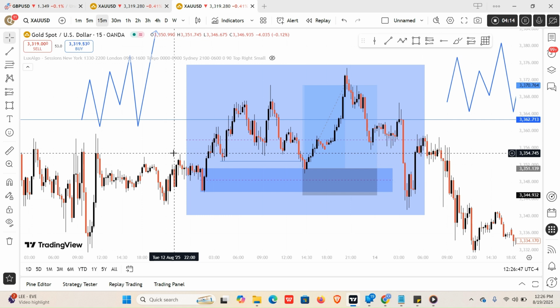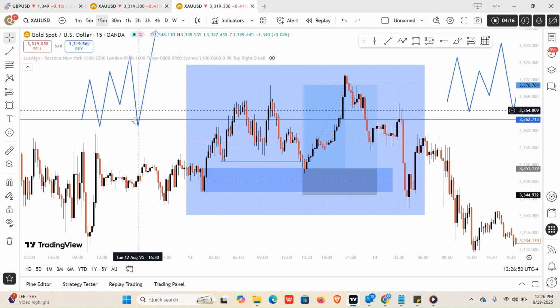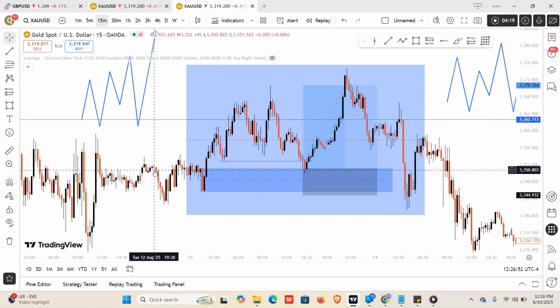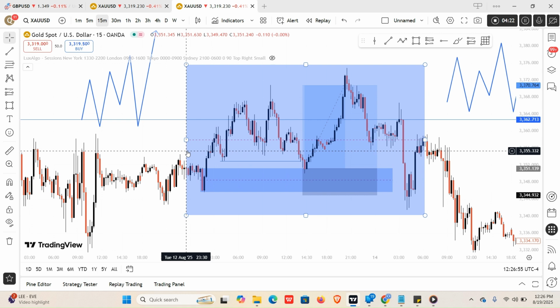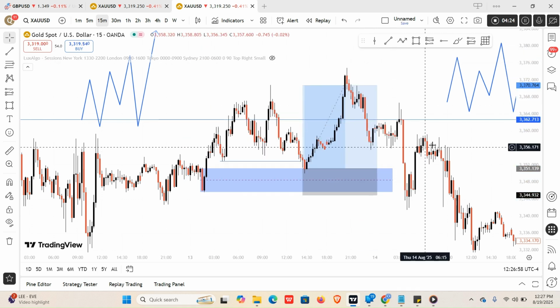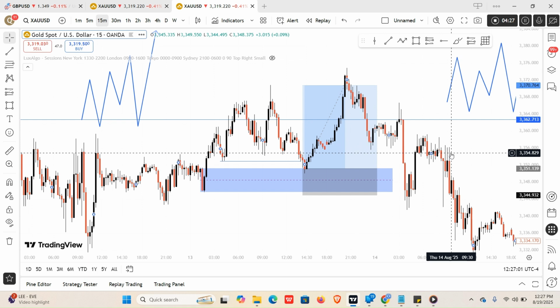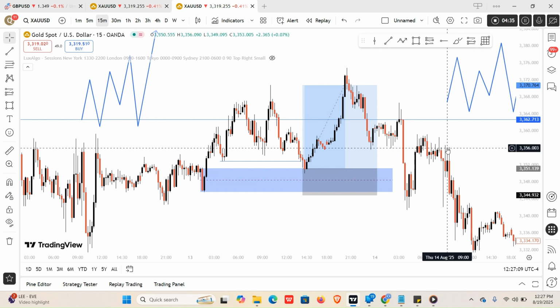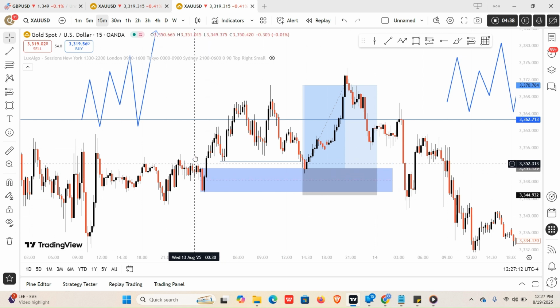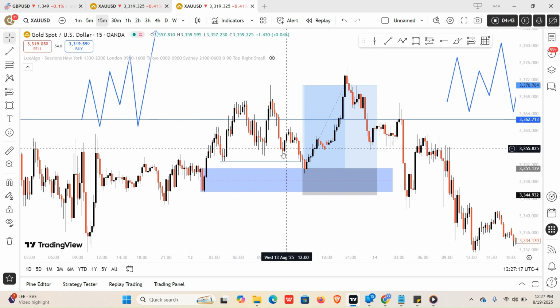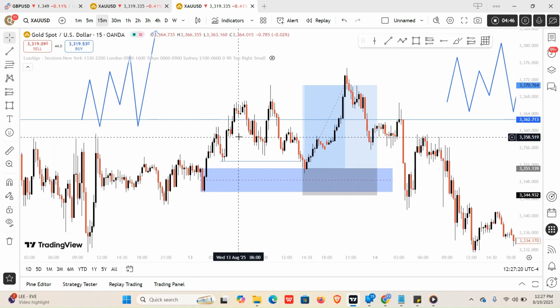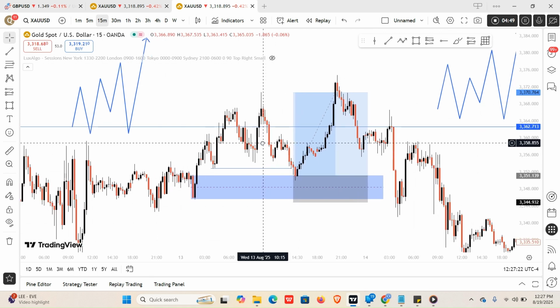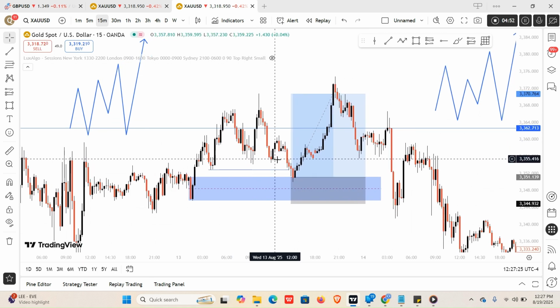So this entry model could be used on different time frames, bigger, smaller, larger. You just have to know how to spot your inducement, your entry, your order block, and your point of interest. Sorry, that's still your order block. And order blocks have to come along with a whole lot. Maybe a fair value gap.